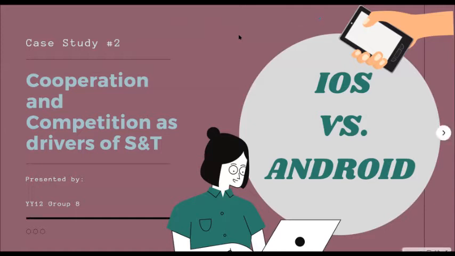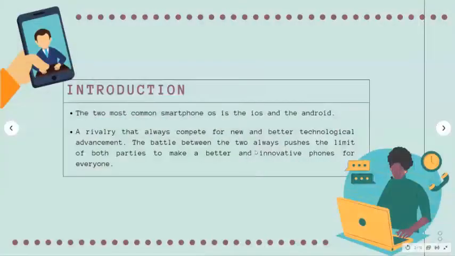So, for our statement of the problem, we have iOS versus Android. Over the course of time, the development of phones became rapid to the point that every now and then a new phone has a more aesthetic design and higher specs than the previous ones. The most common smartphones are iOS and Android. The competition between the two is massive, to the point that they release new phones at the same time to compete with each other.